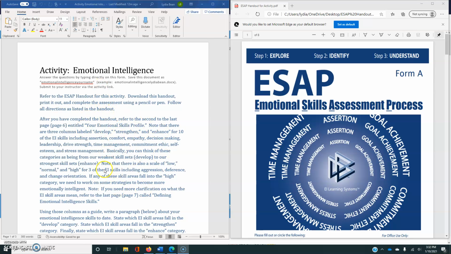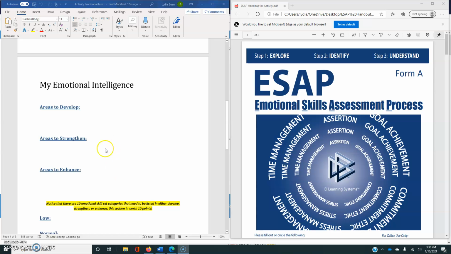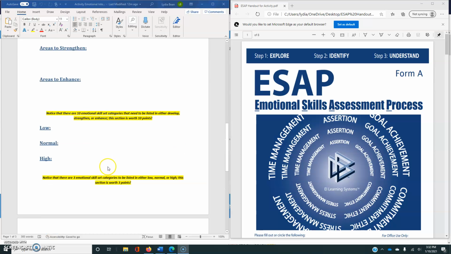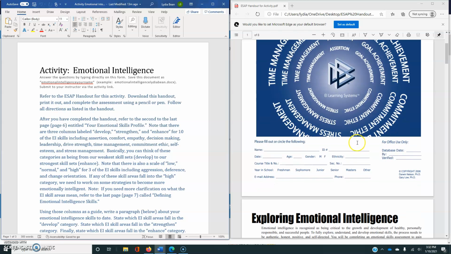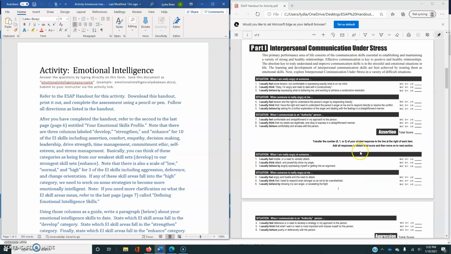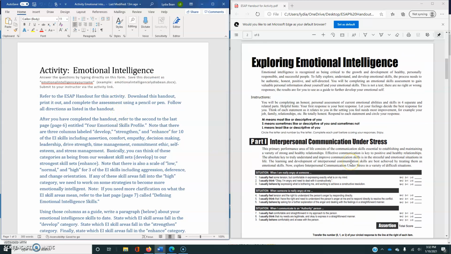So on the first page you see the instructions, and then you see the part that you will be filling out and submitting to me. Right off the bat, the instructions tell you to go over to the ESAP handout, which is this thing on the right in blue. You're going to print it out, fill it out, and get information that's going to help you fill out the one that you're actually going to turn in to me.